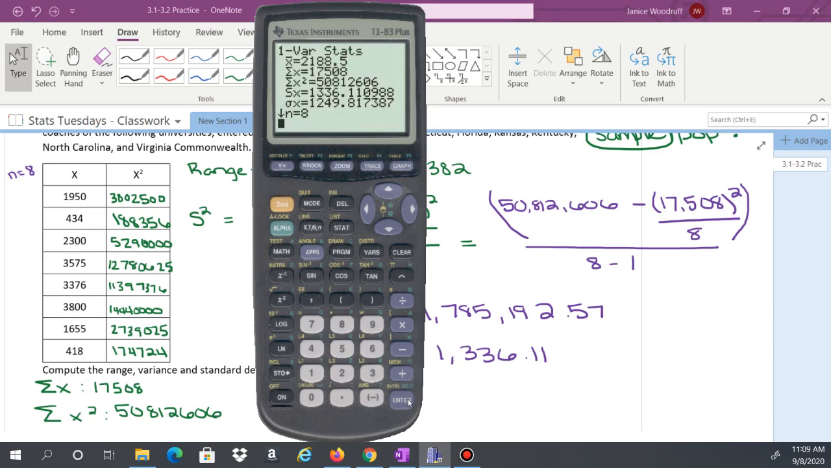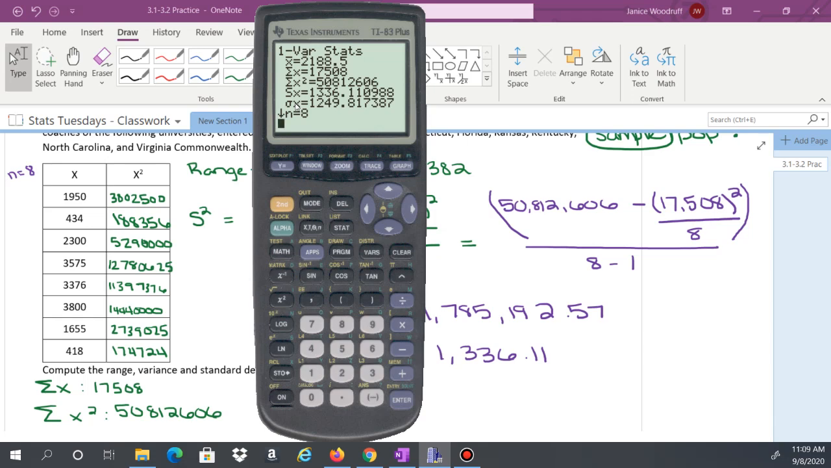And we've got lots of data. So we've got our X bar. We've got the sum of X squared. Okay, now here, see this? You have Sx, that's standard deviation. That's also sigma x, standard deviation. So the difference here is the calculator does not know if this is a sample or a population.